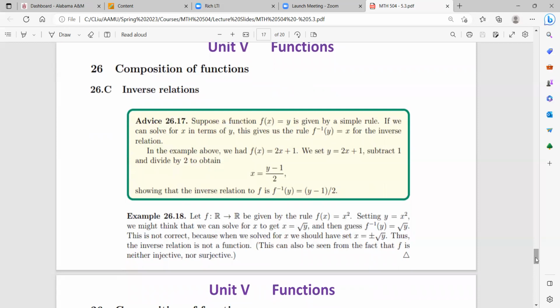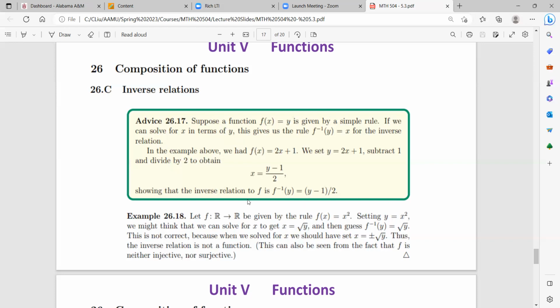Well, the previous example actually tells us how to find the inverse function, as you learned in Math 112. So suppose function f of x equals y is given by a simple rule, a simple formula. If we can solve for x in terms of y, then that gives us the rule for f inverse. For the inverse relation, actually, we don't know whether f is a bijection or not in general. So in the previous example, that's how you found the inverse function.